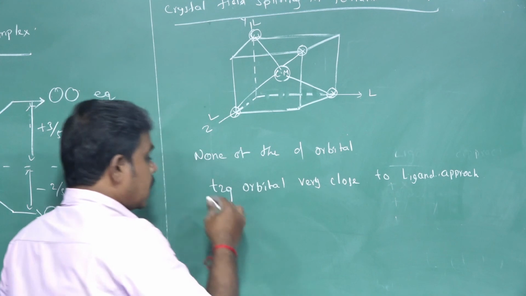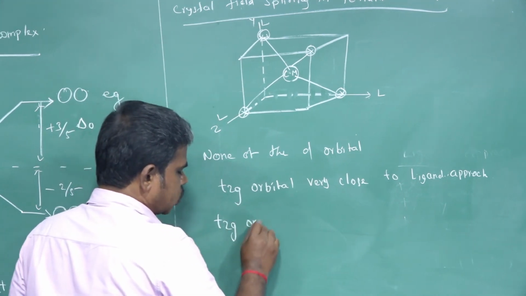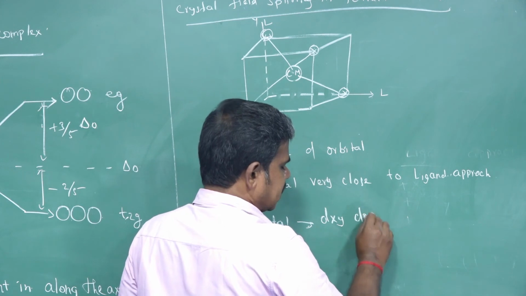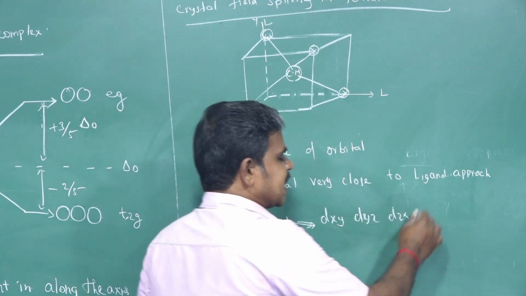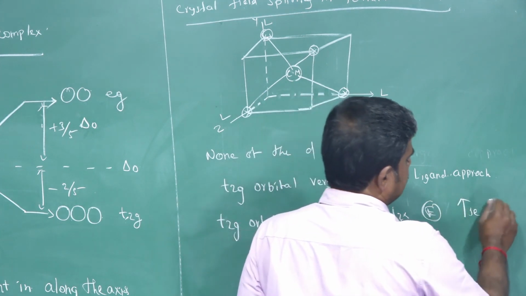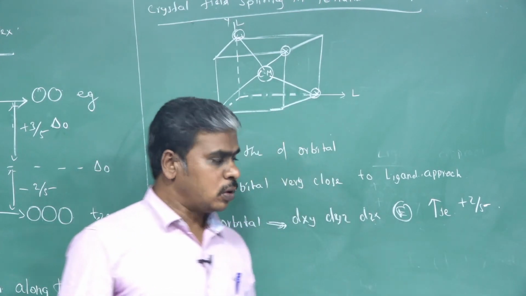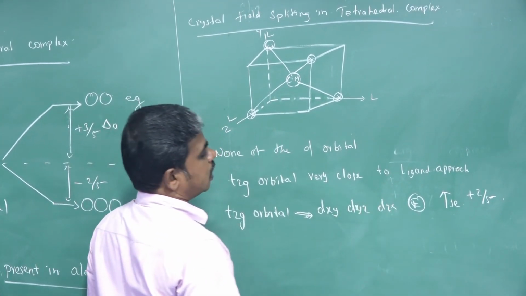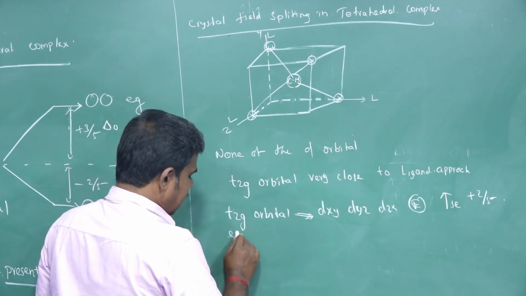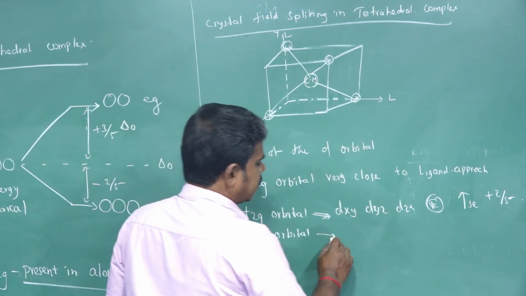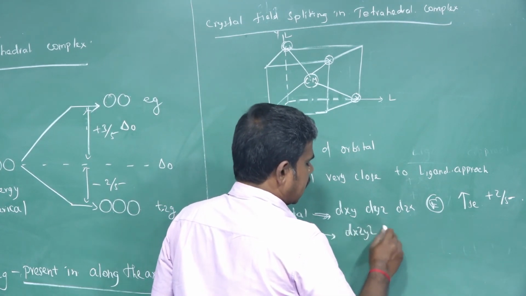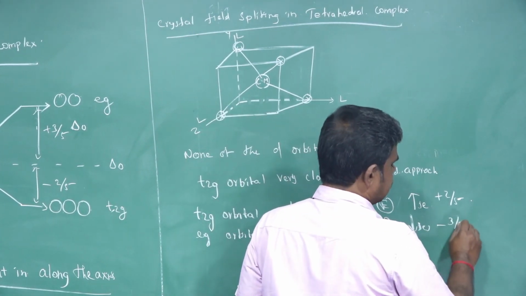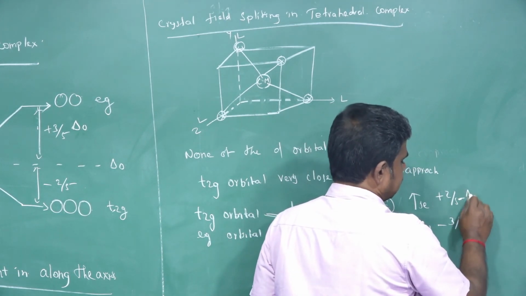So what will happen here? The t2g orbitals, which are dxy, dyz and dzx, are very close to the ligand approaching side, so the energy of the t2g orbitals increases by 2/5. And the Eg orbitals, dx²-y² and dz², have their energy decreased by 3/5 Δt.